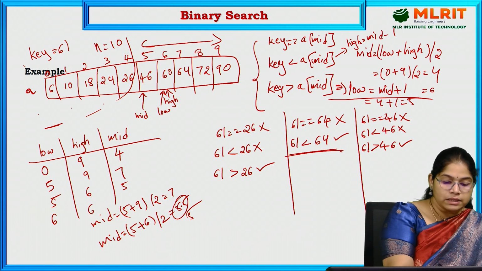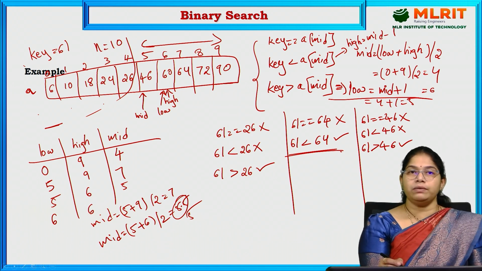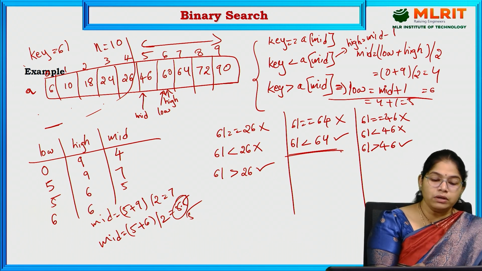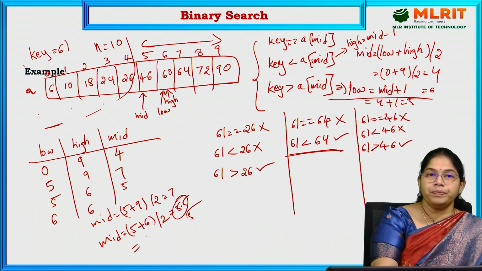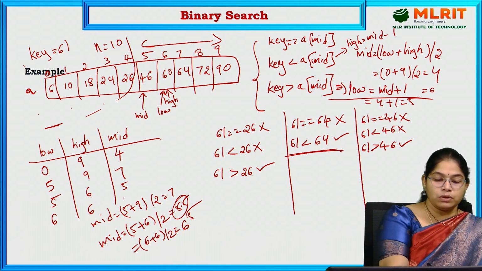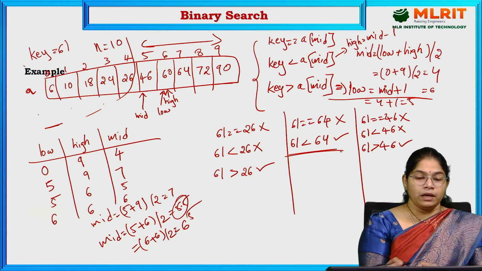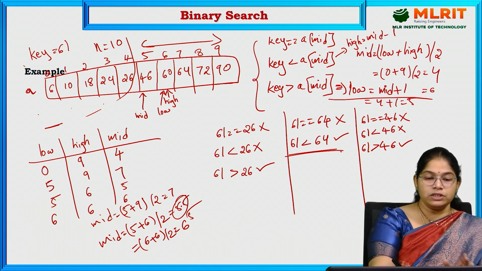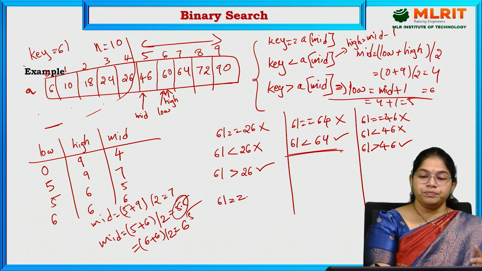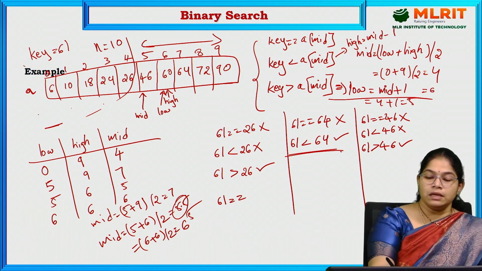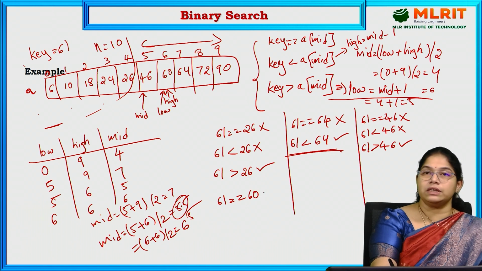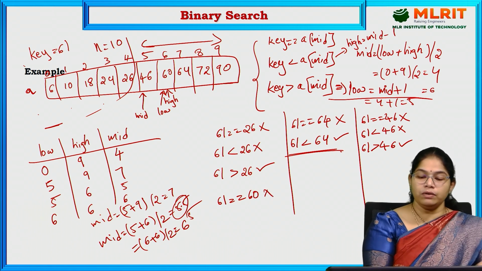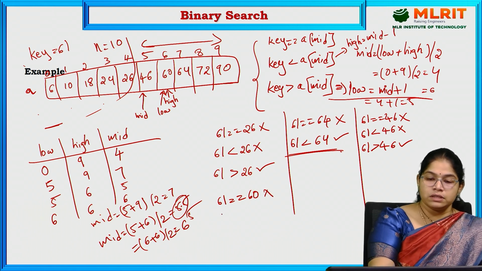High remains the same. Again we have to find out the mid value. So mid is equal to low plus high by 2. Here 6 plus 6 by 2. So 6. So mid value is 6. Again we have to check with these 3 conditions. Key is here 61 equal to A of mid. A of mid is A of 6. In that we have 60. This condition is false. Then go with the remaining 2 conditions. 61 less than A of mid.